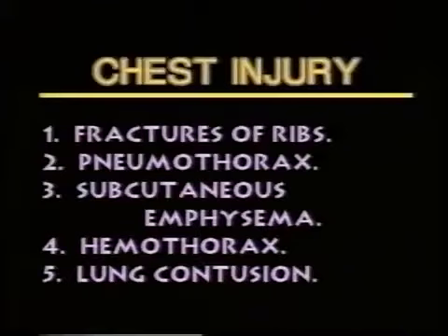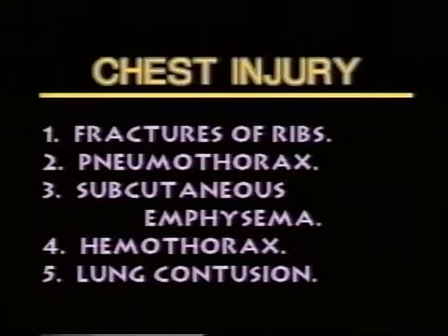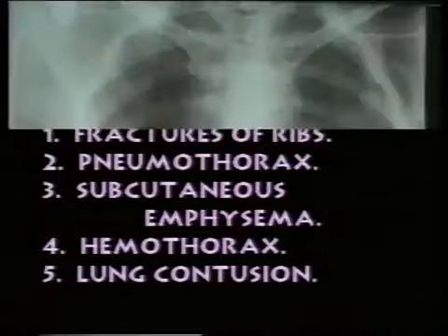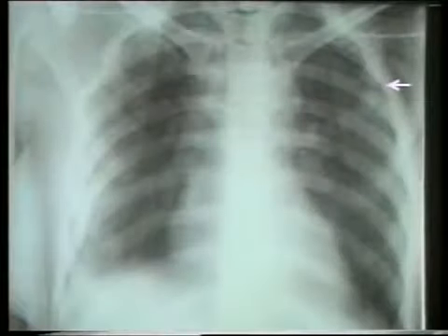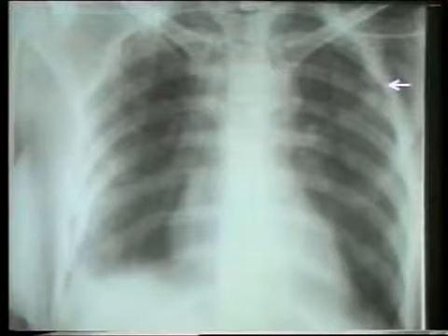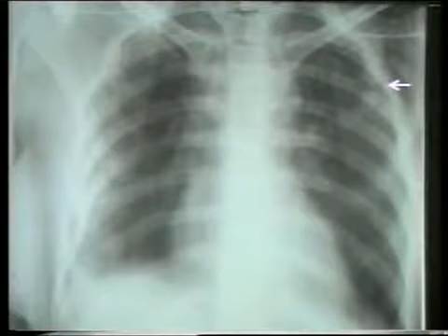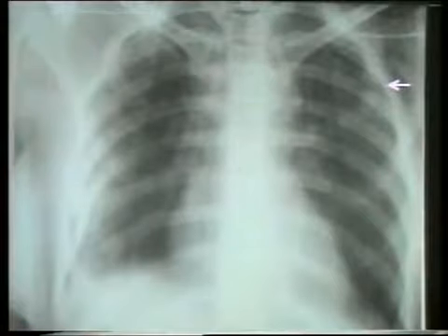X-ray of the chest is a very important diagnostic tool in presence of chest injury. The various pathologies that may be seen on chest X-ray are fractures of the ribs, associated pneumothorax, subcutaneous emphysema, hemothorax, and lung contusion. This X-ray shows multiple fractures of ribs on the left side. When a rib fracture is suspected, each rib should be individually traced from its posterior end to the costochondral junction anteriorly. Any break in continuity of its border should be studied with suspicion.